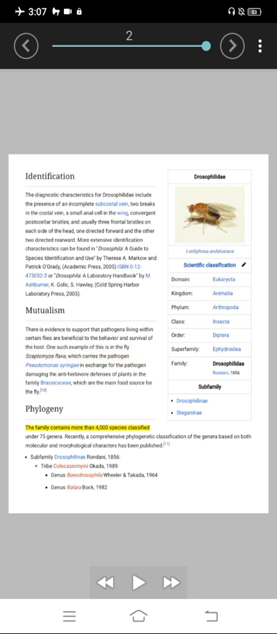The family contains more than 4,000 species classified under 75 genera. Recently, a comprehensive phylogenetic classification of the genera based on both molecular and morphological characters has been published.